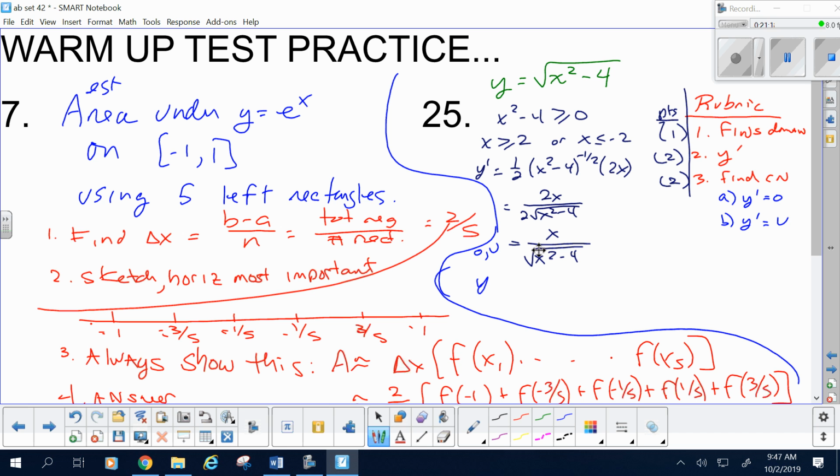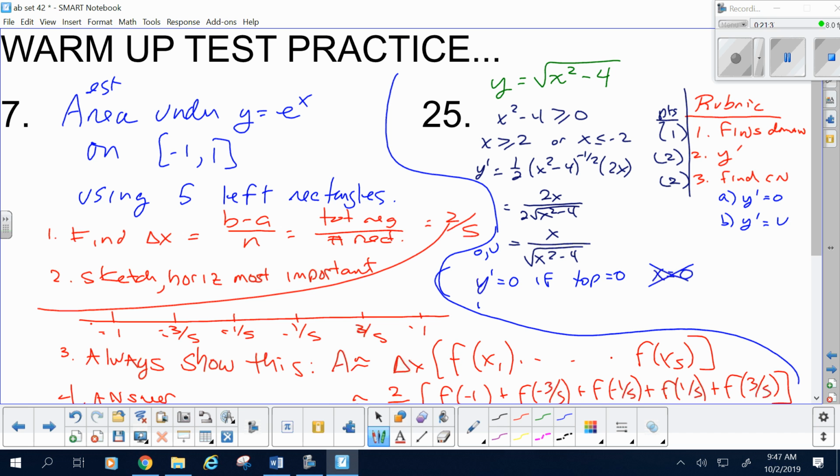So now I want to find where this is 0 or undefined. The derivative is 0 if the top, or the numerator, is 0. This happens at x equals 0, but is that a critical number? No, it's outside of the domain. So that, although a good possibility, is not in the domain. That's not a point of the graph, so it's not a critical number.